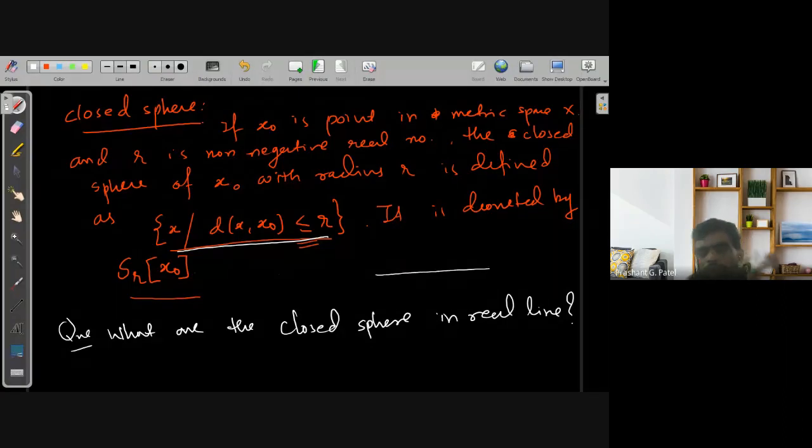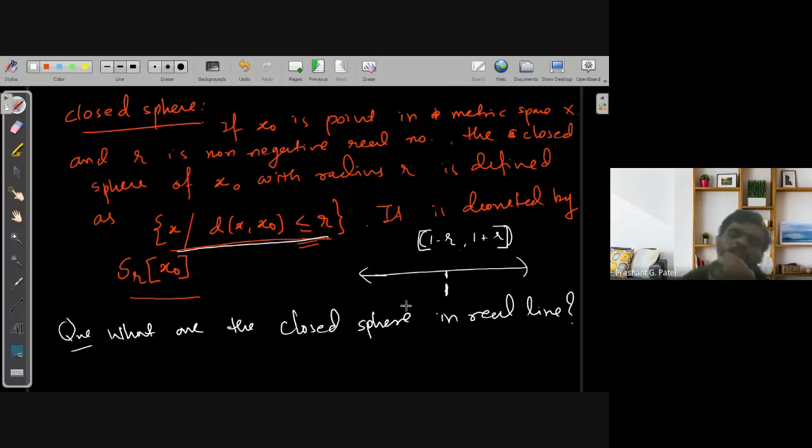So if I have a point X, let's say 1, what will be the closed sphere of 1 on a real line? What will be the open sphere? It is an open interval 1 minus r to 1 plus r. This is the open sphere, or open interval. So the closed sphere is a closed interval from 1 minus r to 1 plus r. So the closed spheres in the real line are the closed intervals. And we already proved that the open sphere is open.